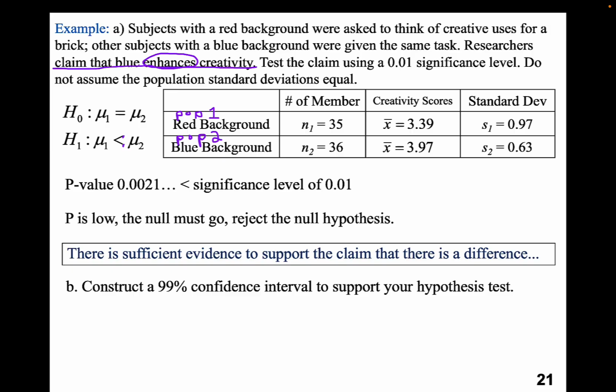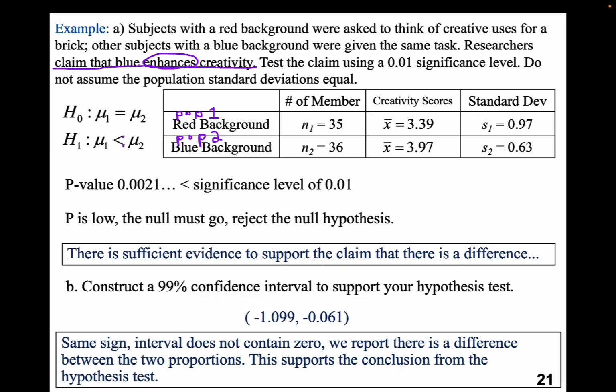Okay, so we would write that interval in parentheses, comma separating the limits. And since they are both negative, the interval does not contain 0. The whole interval is on the negative side, doesn't contain 0. So we report that there is a difference between the two population proportions. And notice that that supports this conclusion from the hypothesis test, as it should. Okay, so that is it for 9.2, pretty short section.